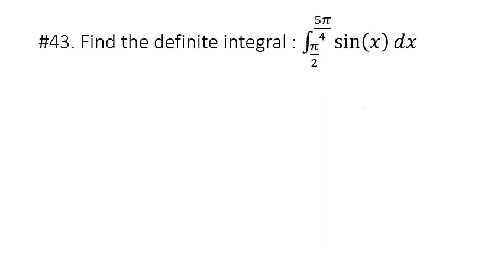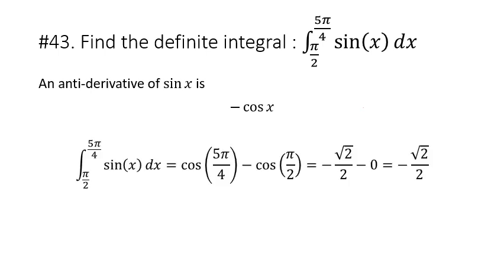Practice problem number 43. We want to find the definite integral. So first you have to find the antiderivative of sine x. So negative cosine x, right? In the definite case, at the top limit you plug in x, so cosine 5 pi over 4 minus, and at the bottom, cosine pi over 2. Cosine 5 pi over 4, using the unit circle, we know is negative square root 2 over 2, minus cosine pi over 2, and using the unit circle, it is 0. So this is 0, so it becomes negative square root 2 over 2.